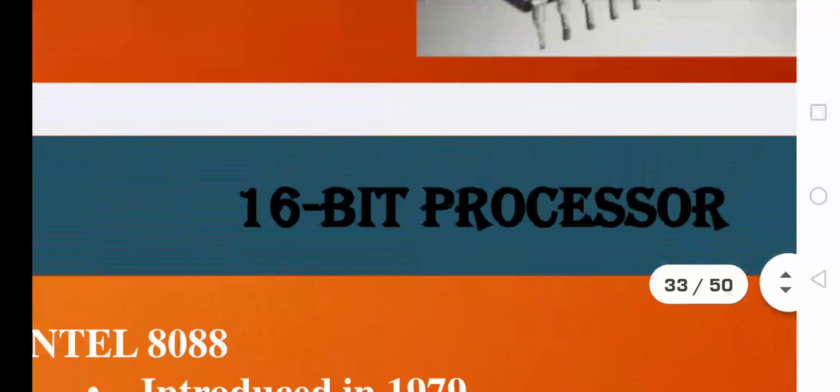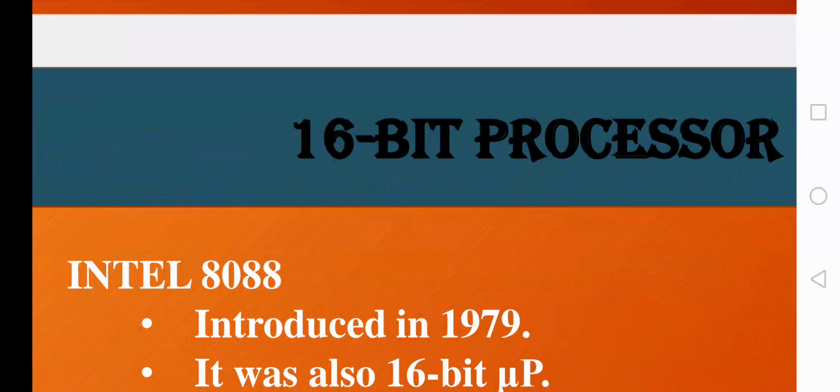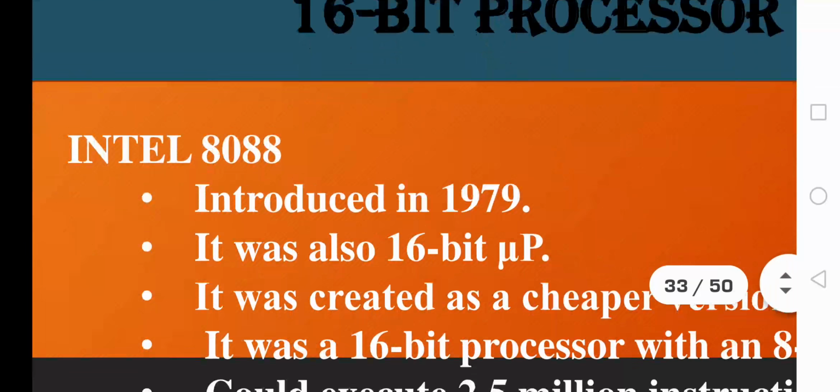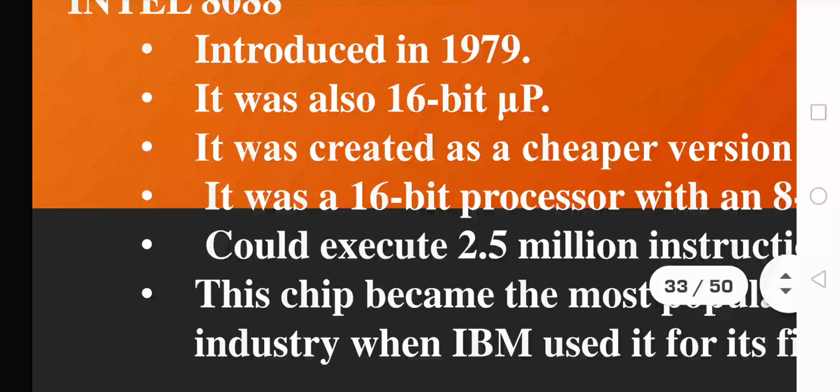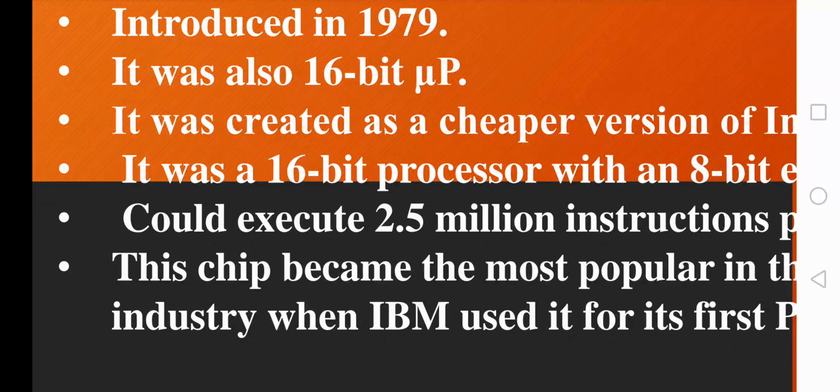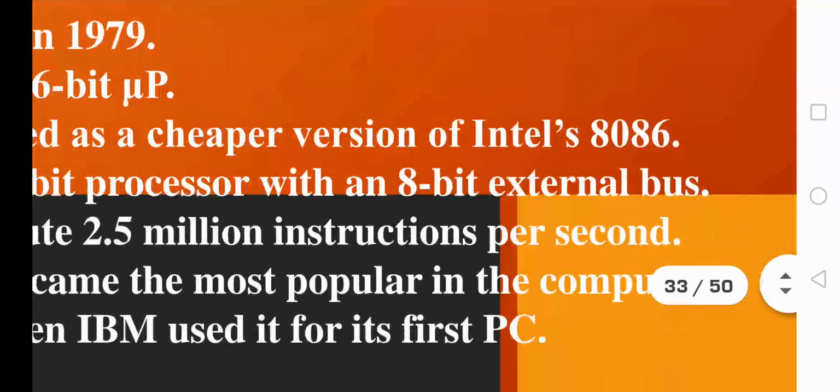The next 16-bit microprocessor that we need to be aware of is the 8088 microprocessor, which was invented in the year 1979. Actually, it was a cheaper version of the 8086 microprocessor.